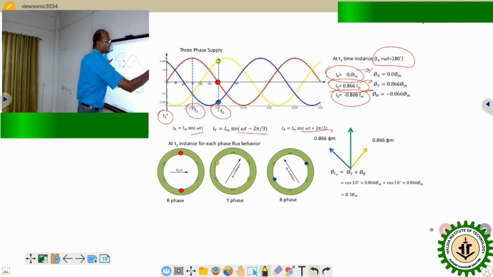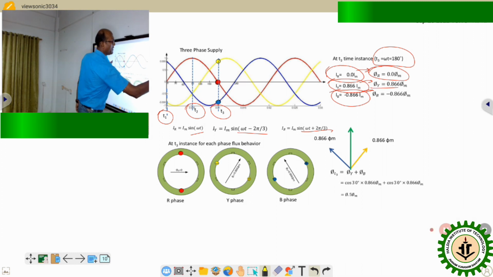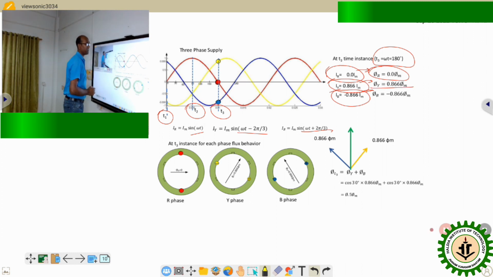First, the R phase current is 0. Because it is 0, I am not providing any direction, plus or minus, no sign is there. If there were, the direction of flux would be towards that, but the value is 0, so I took phi R as 0. Now for phi Y, it is 0.866 phi m, so the magnitude is positive, and I took it positive, and on the other side is minus.